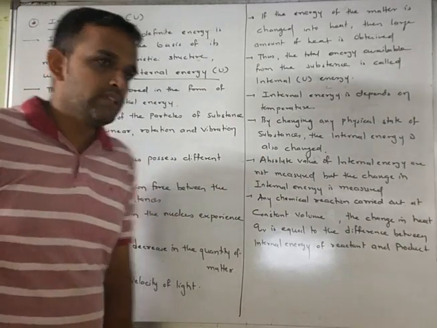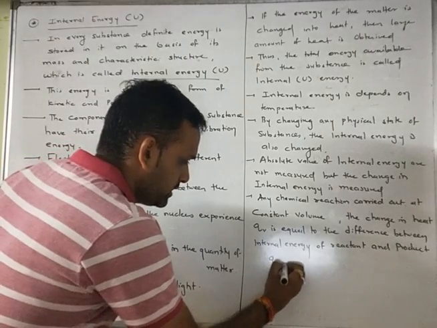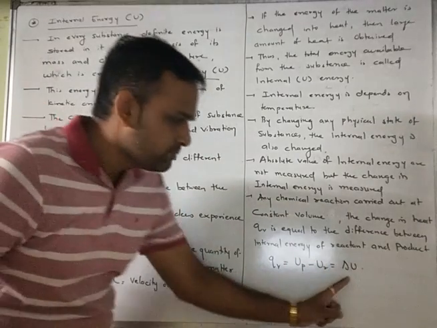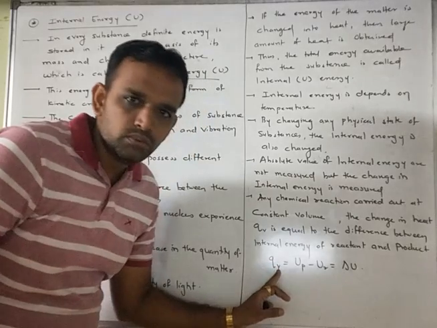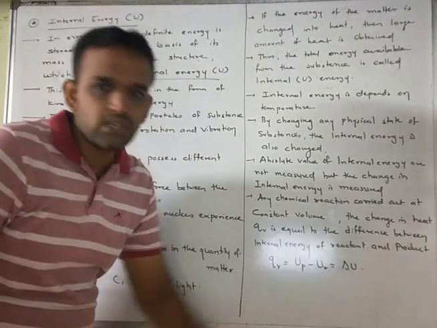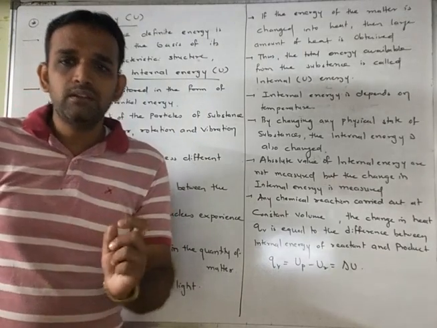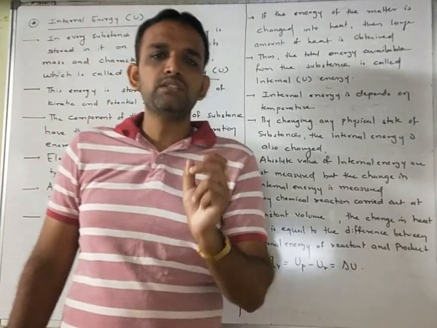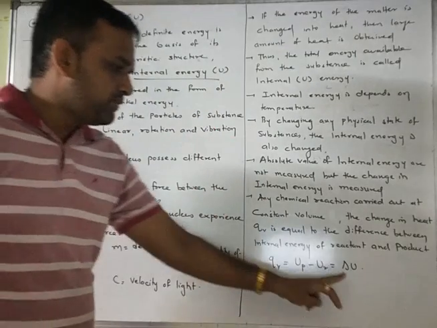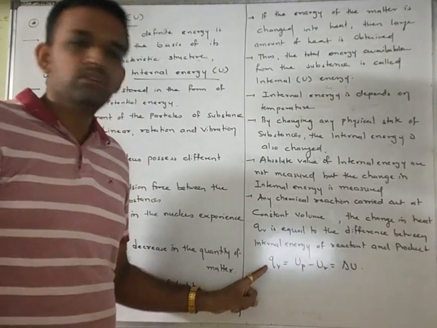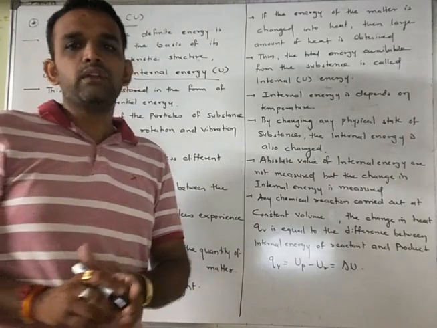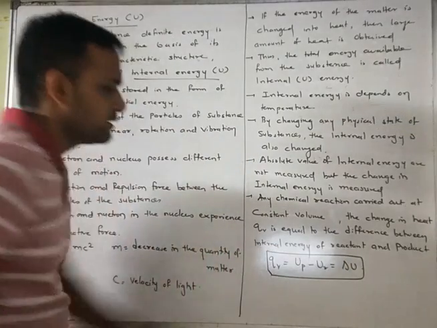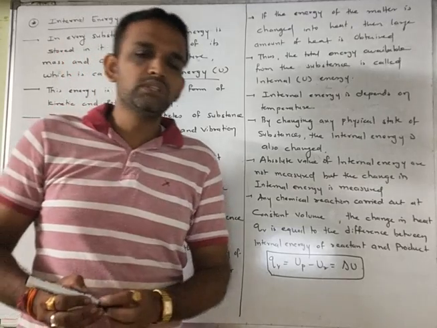And thus we can say I can write QV equals UP minus UR, that is equal to delta U. So at a constant volume, the change in heat is said to be the change in the internal energy. The question will be asked: prove that delta U equals QV. Understand? So this is how you can do it.